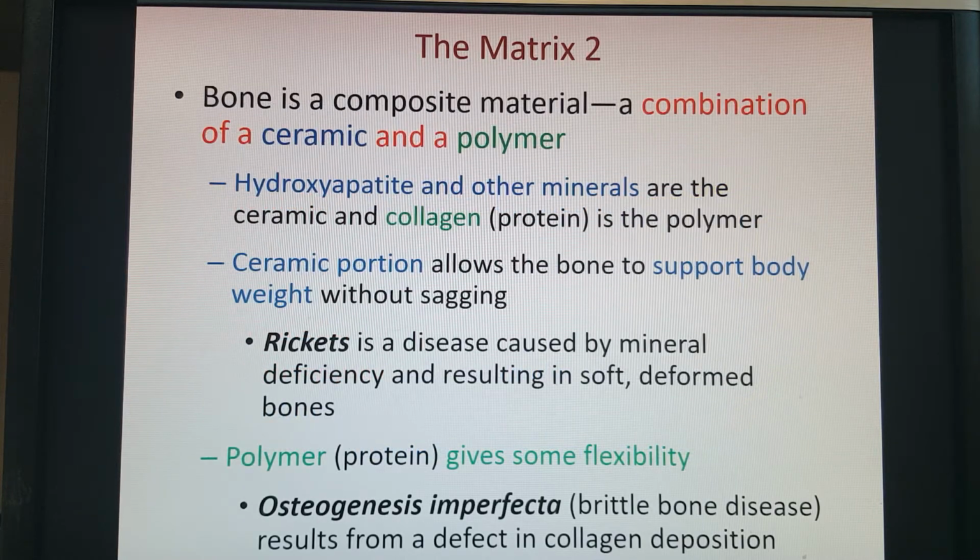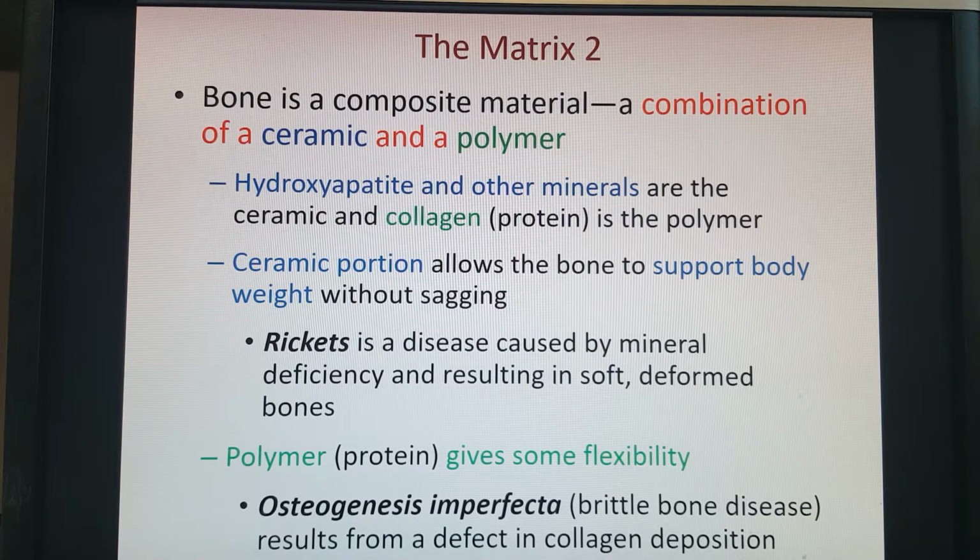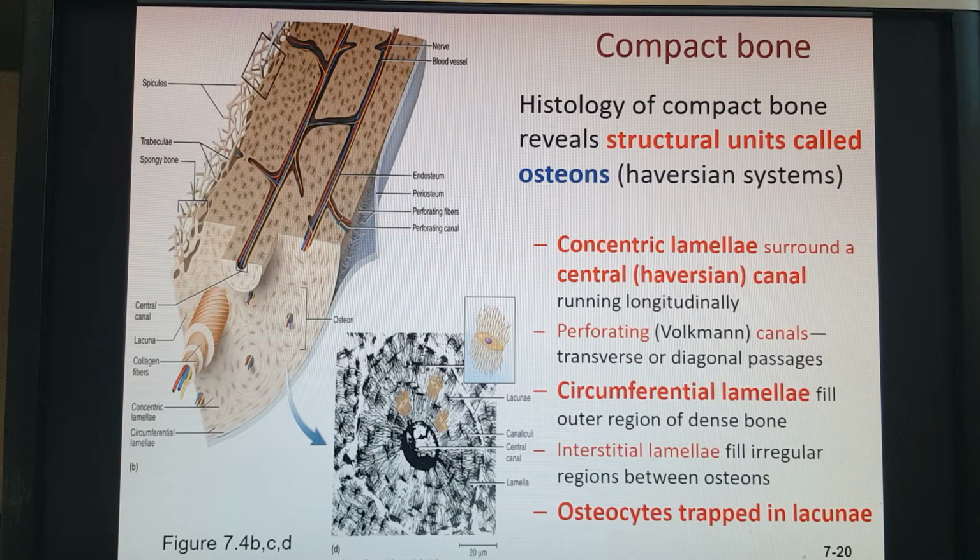Another way to call these two types of substances is our ceramic portion and our polymer portion. So your minerals would be your harder ceramic, like a teacup or something. Those minerals are the ceramic portion, the harder portion that allows our bone to support the body weight. The polymer portion is what gives our bones some flexibility so your body isn't rigid. They're all proteins. Proteins are made up of our building blocks of amino acids, so there is some flexibility to your bones. So they don't shatter if you hit it hard enough.